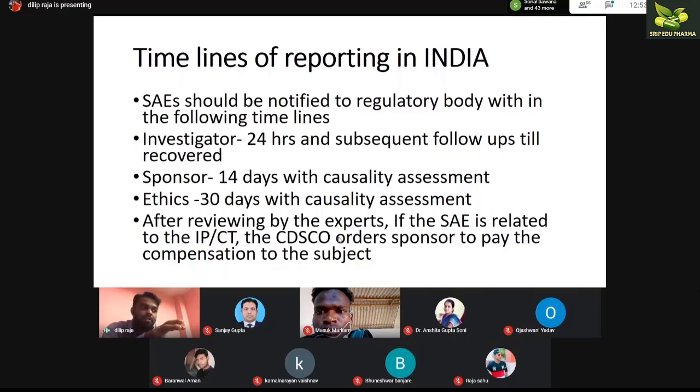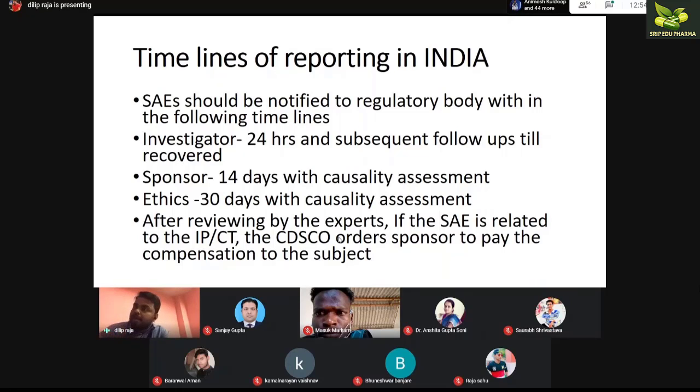Means the sponsor should have a medical monitor, a medical reviewer. He has to review the event and give the causality assessment, whether the event is related to the investigational drug or not. And the ethics committee also has to review the whole event, and then it has to submit to the regulatory authority within 30 days of time.